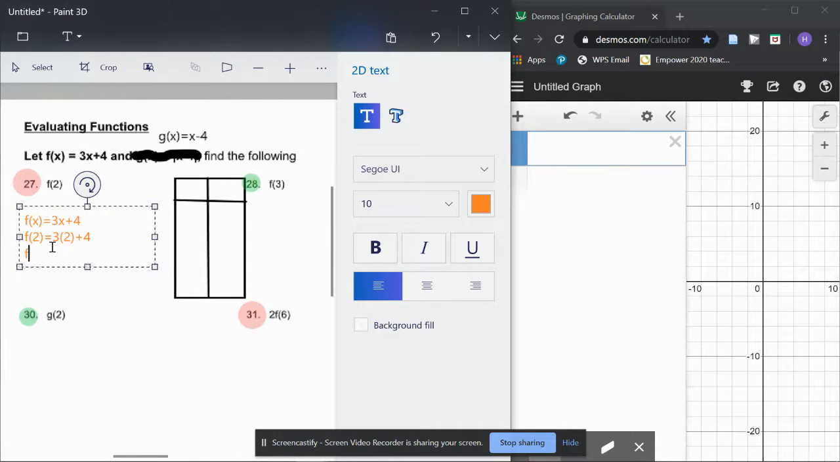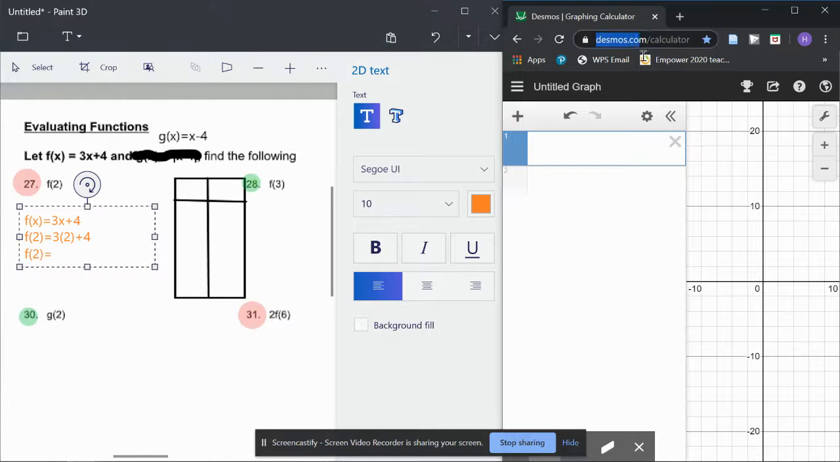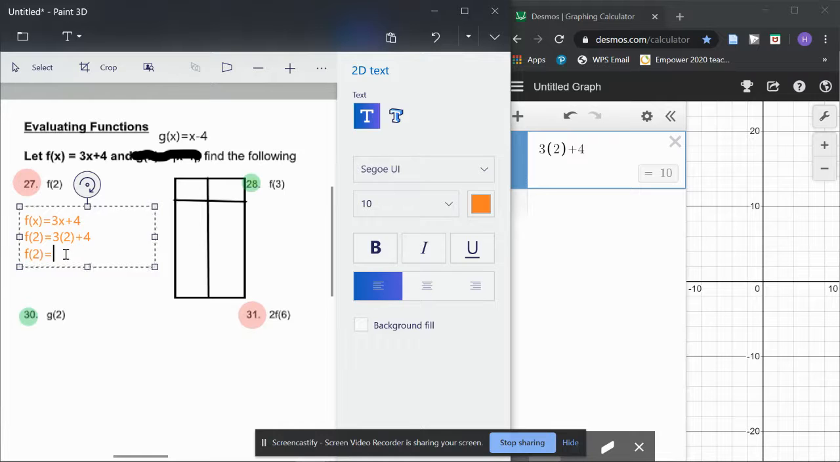To make our lives a little easier, we can just use a calculator. This is a calculator that I really like to use. It's online. Just go to desmos.com/calculator. Up here we type 3 times 2 plus 4, and it gives us that equals 10. So I can confidently say that f of 2 equals 10. That's it. This is my final answer right here.